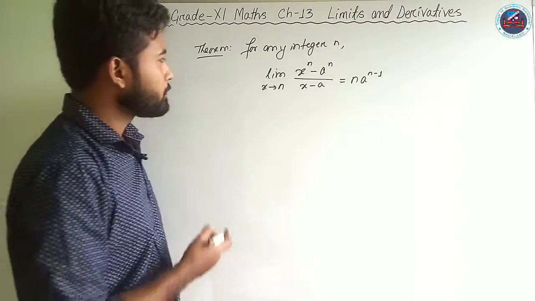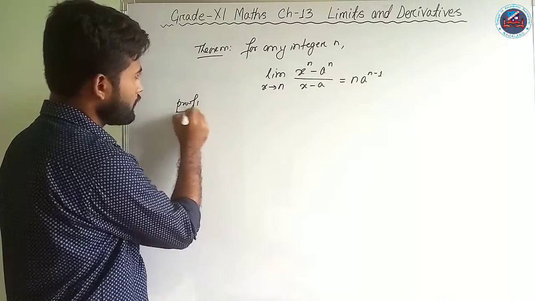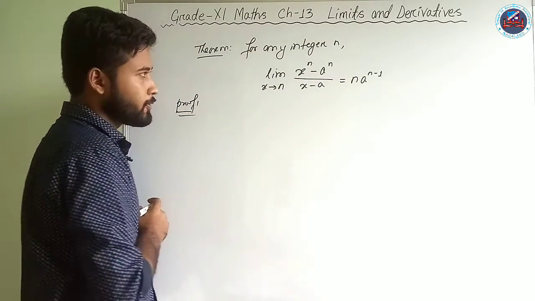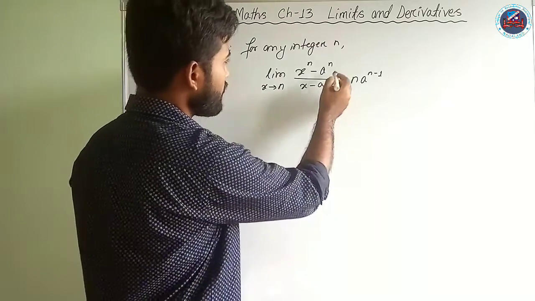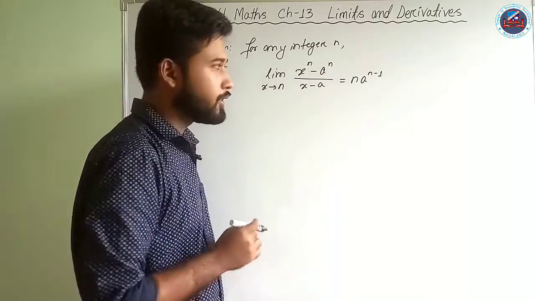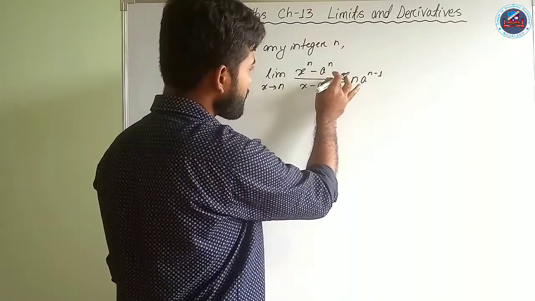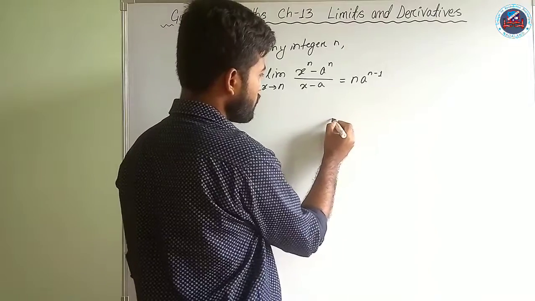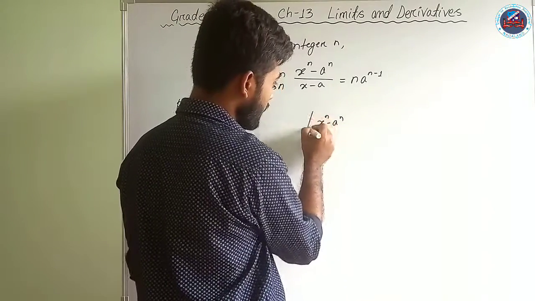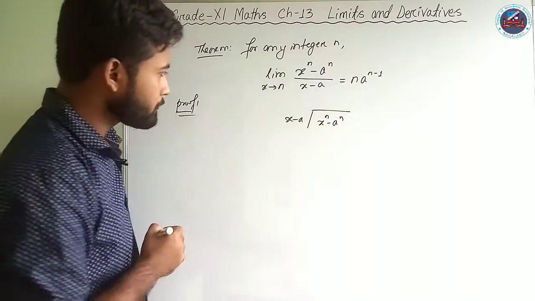So how to do it? Here, if we want to see the proof, this is actually a rational function that is of the form p by q, and this is a polynomial of degree n, and this is a polynomial of degree 1. Now what to do? At first let us divide this by this. So we have x to the power n minus a to the power n. If you divide it by x minus a, what shall we have?